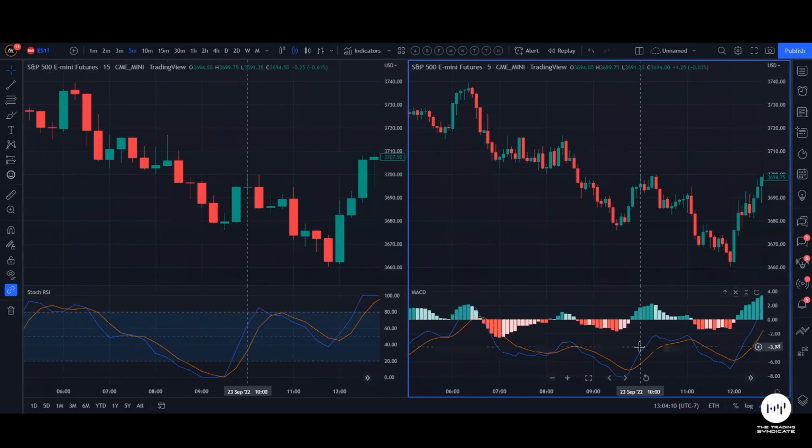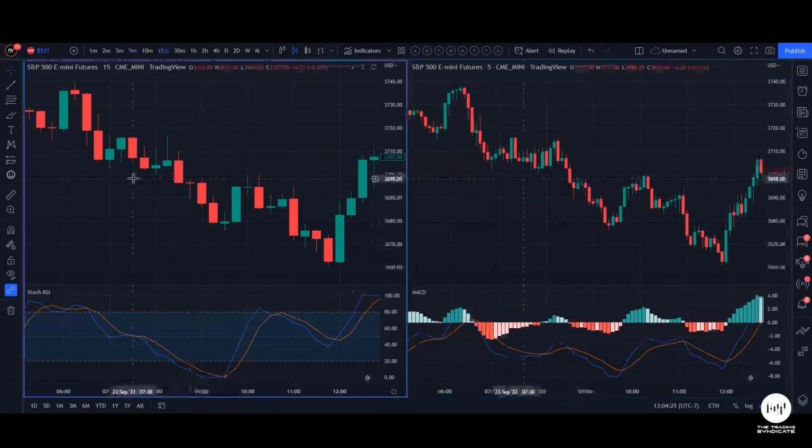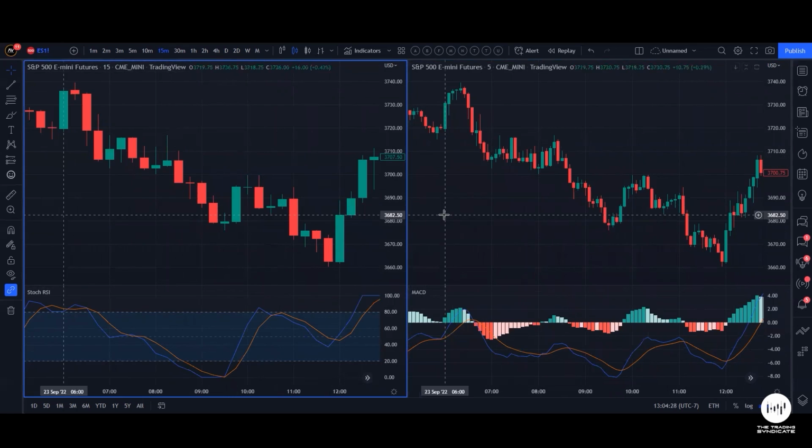Remember, you're using the MACD on the 5-minute chart, and that is because it's a lagging indicator, meaning that it does take a bit longer for it to fully react. And since the signal line is a bit faster on the stochastic RSI, you are going to be using the 15-minute chart here. So this is a very strong scalping and day trading technique, and I would recommend trying it and see what works for you.